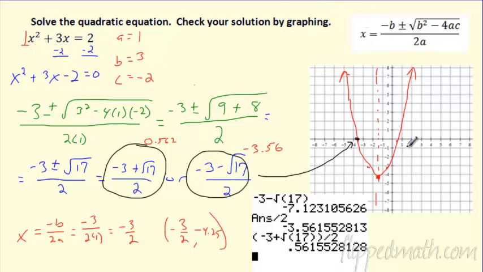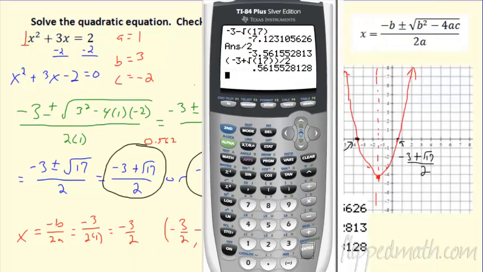So we're actually going to label these things on here. I want you to be able to give the decimal and the exact. This is negative 3 plus the square root of 17 all over 2, this root right here. So they are the solutions. That's where it crosses. Awesome. So the calculator is pretty great for that. Actually, the calculator is even better than that.